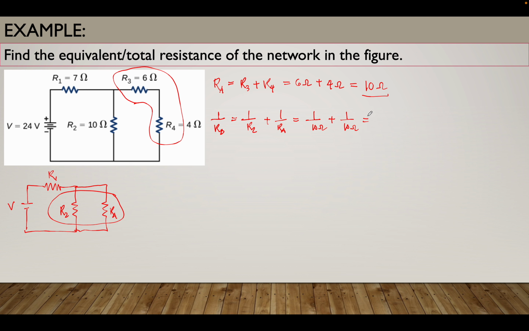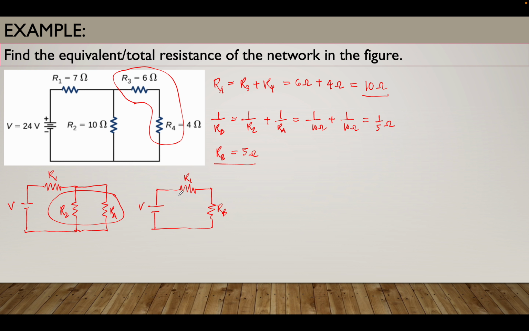So 1 over R sub B is equal to 1/5. 1 over 5 or 1/5 ohms. So to get the reciprocal to solve for RB, the reciprocal of 1/5 is 5 over 1, or we have 5 ohms. Okay, so now again, if we need to simplify the circuit, again we have our battery, we have our R1, and now this one. This is our RB.